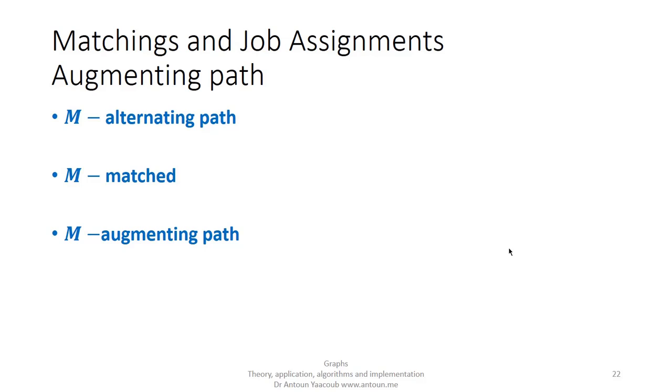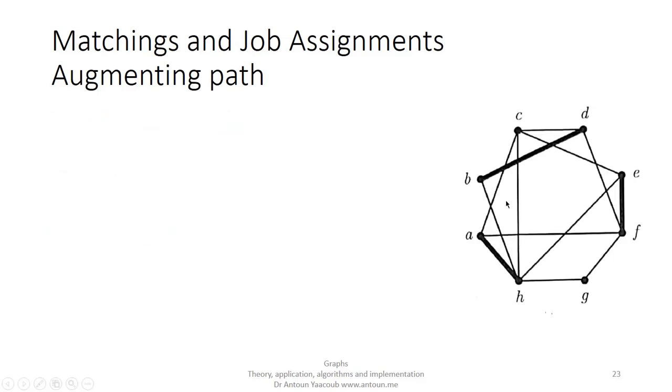Whenever I have a matching M, let's define what we mean by alternating paths. An M-alternating path is a path whose edges are alternately in M and not in M. I prefer to show it on the example. For example, C, E, F, G is an alternating path because one edge is not matched, the next is matched, and then unmatched.